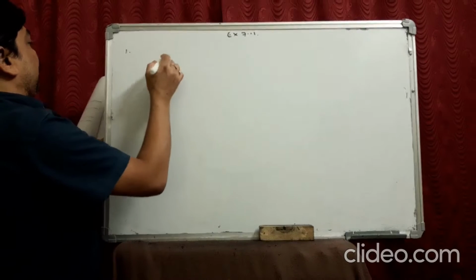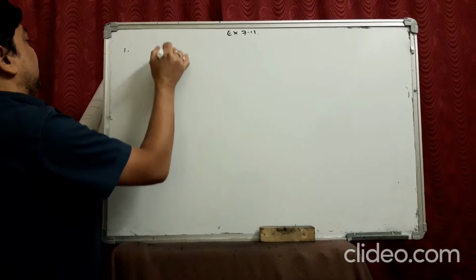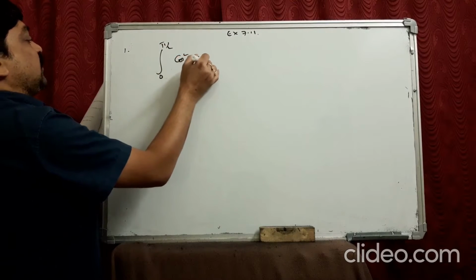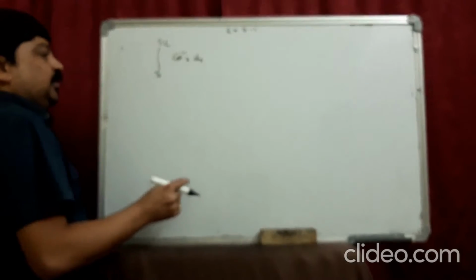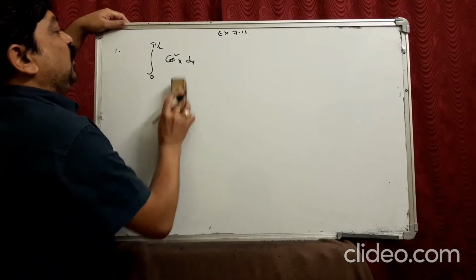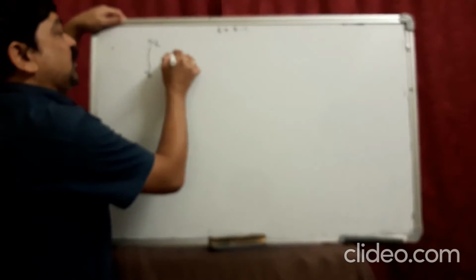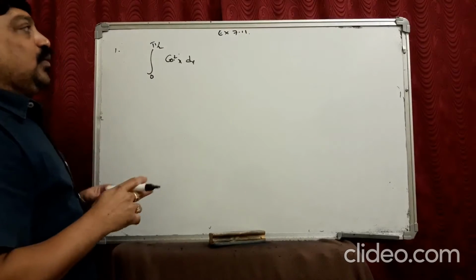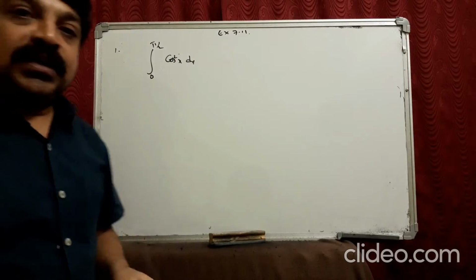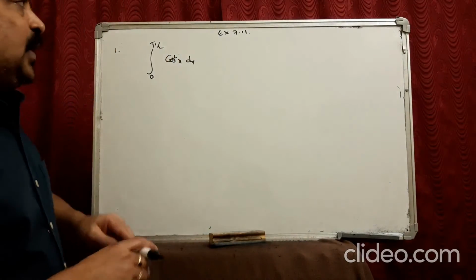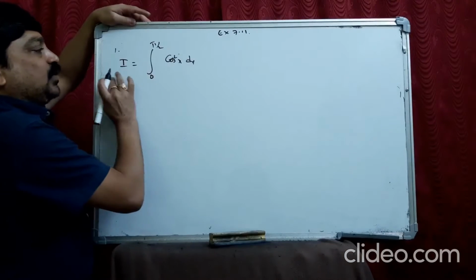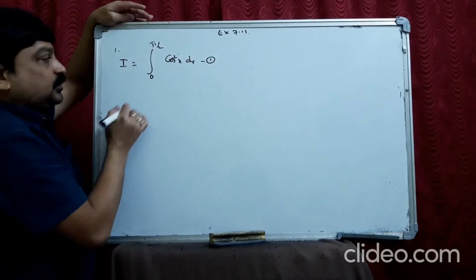Whenever you apply the properties, I suggest you write the integral as I. Here I is the integration from 0 to pi by 2 of cos square x dx. We don't have a direct formula for cos square x. Usually we take cos square x as (1 plus cos 2x) by 2 and integrate, but how can we do it while applying the property? When you are applying the property, write the given function as I, this is 1.